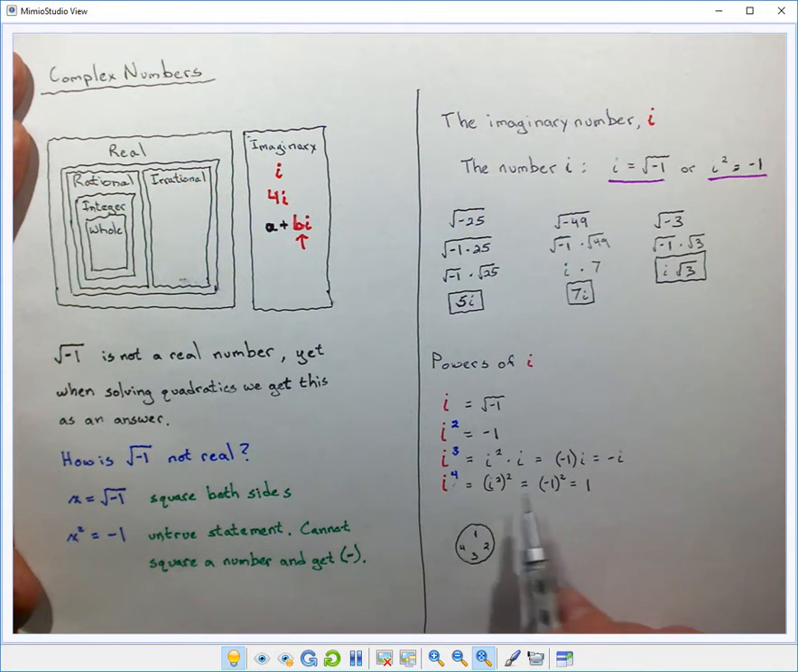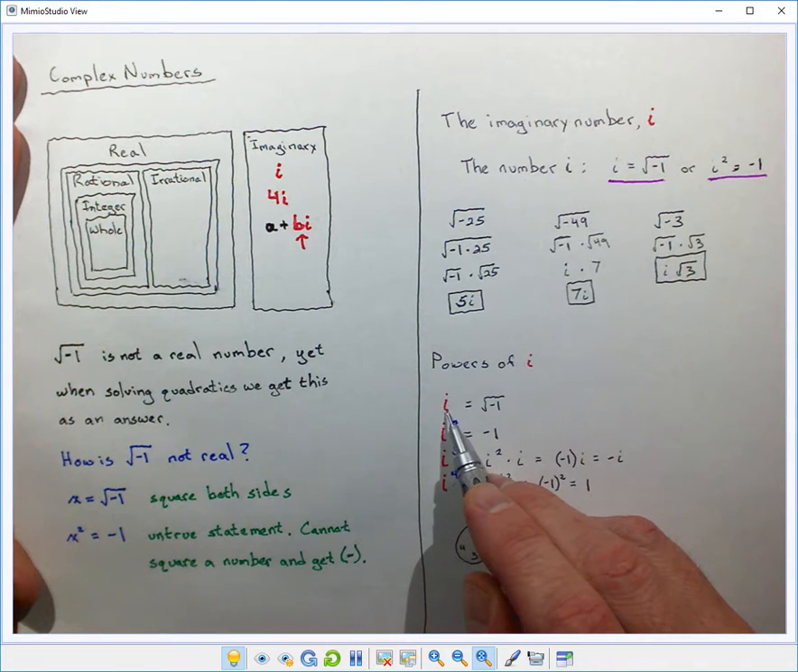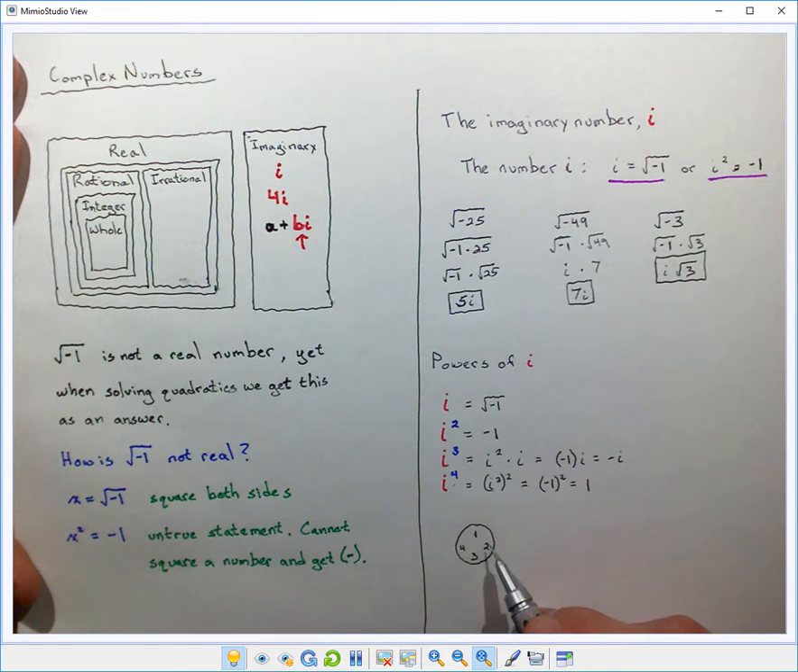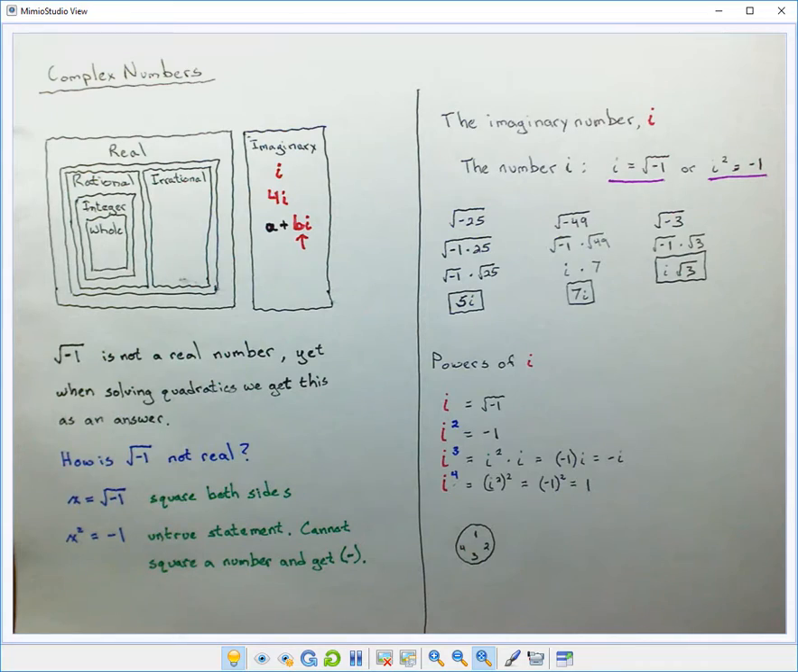For i to the fourth, I view it with my rule for powers of powers, so I can break it down: that is i squared to the second power. Well, i squared is negative 1, and negative 1 squared is equal to 1. Again, my powers work almost like a clock. So once I go to i to the 5th power, I view that as the same value as i to the 1st power. i to the 2nd power is the same as i to the 6th. And we'll look at that and the rules behind it. So let's take a look here.